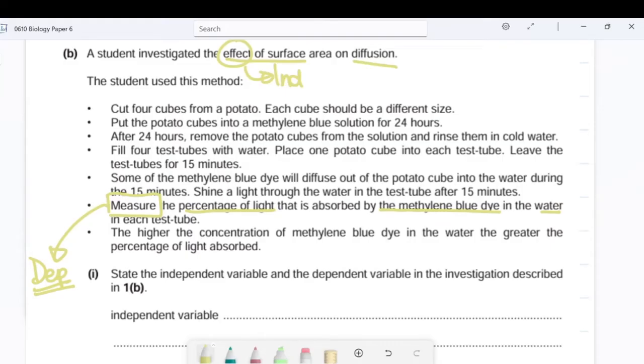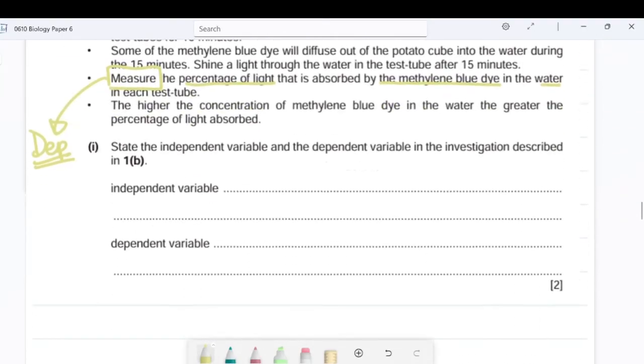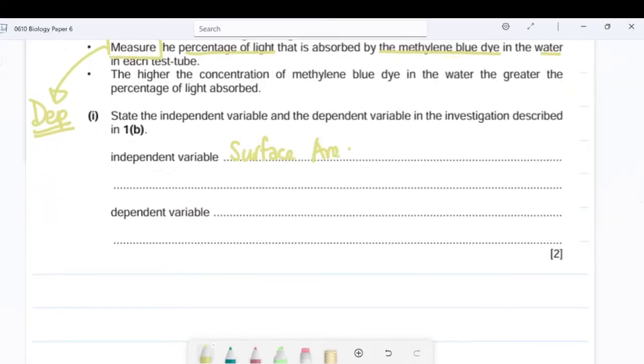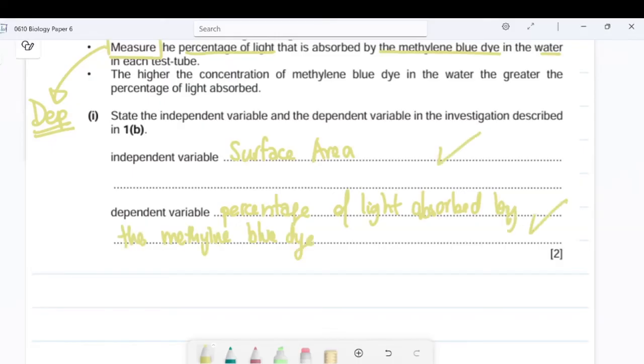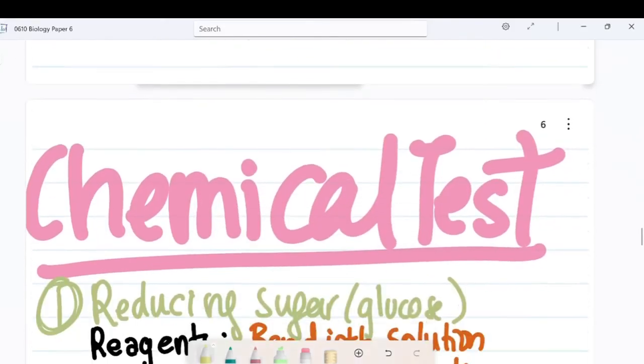So make sure you don't just immediately say your dependent variable is diffusion, because in this case, that's what's put in the first sentence. But as you go down and read the actual experiment, you can see that they're measuring the percentage of light that's absorbed by the methylene blue dye, which tells you the diffusion, which is a way that you can measure diffusion rate. Okay, independent variable is surface area, and then your dependent variable is percentage of light absorbed by the methylene blue dye. 2 marks each, and I will be getting those 3 marks.